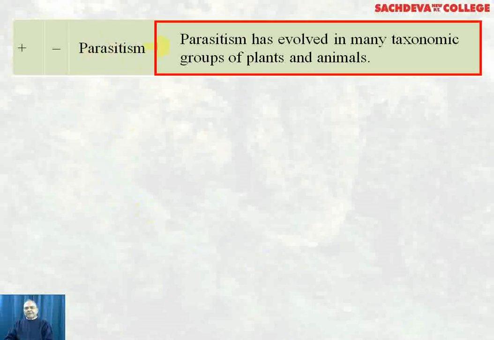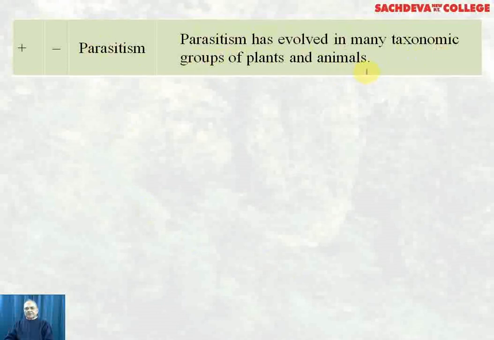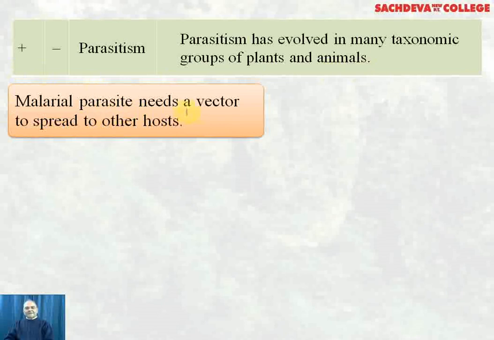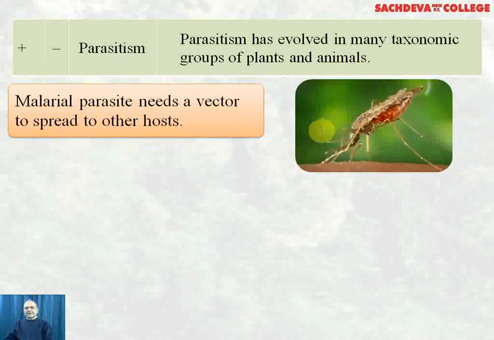Parasitism. Parasitism has evolved in many taxonomic groups of plants and animals. For example, Cuscutaceae family, Loranthaceae, and many other parasitic angiospermic families. Malarial parasite needs a vector to spread to the other host, and you can see the female Anopheles responsible for the spread of malaria.